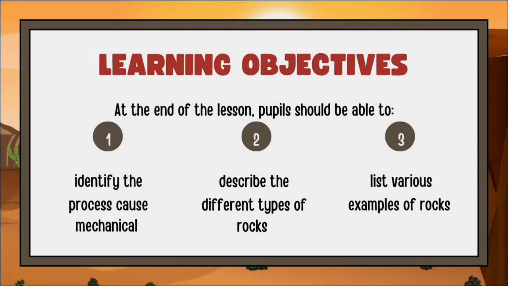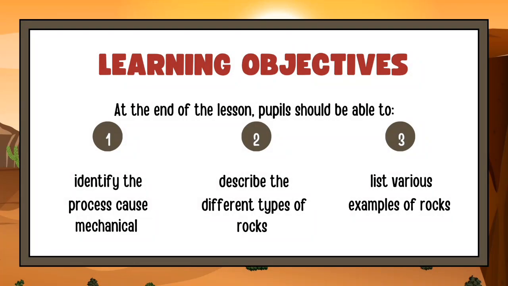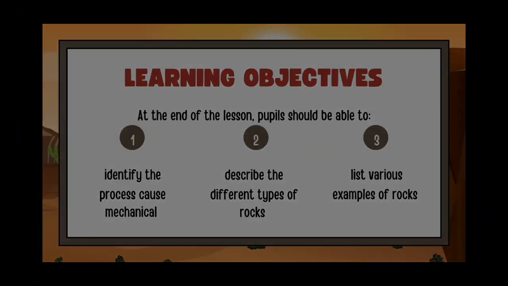For learning objectives in today's lesson, first is identify the process and causes of mechanical and chemical weathering. Next is identify the different types of rocks. And lastly, list the various examples of rocks.